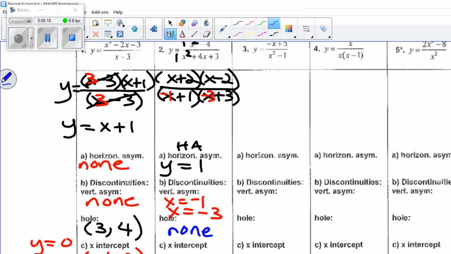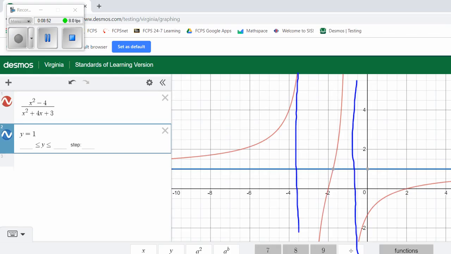All right, now the x-intercept would be when y is equal to 0. So what values are going to make the numerator 0? Y is going to equal 0 if it's 0 over x. To make my numerator 0, that would be if x equals -2, and also when x is +2. I'll write that as a point. So those are my two x-intercepts. And if I look at my Desmos graph, you can see where it crosses, at -2 and +2.